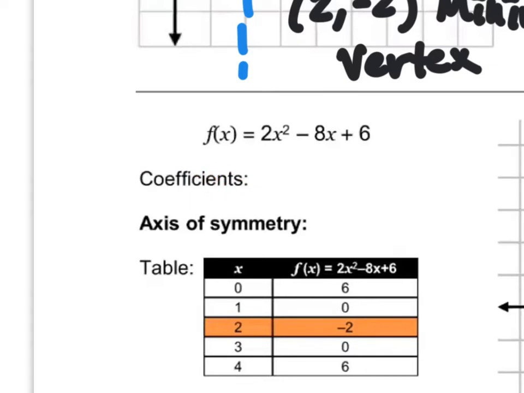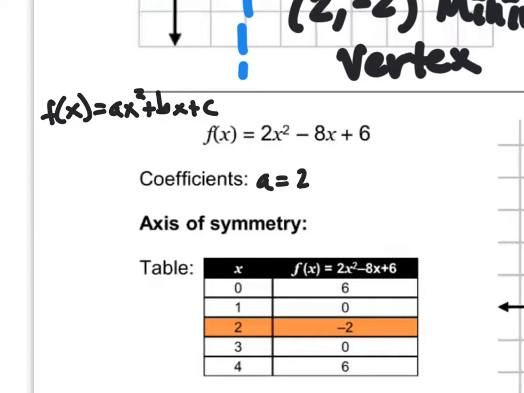Coefficients are the numbers in front of the variable. So we have our generic standard form, which is ax squared plus bx plus c. Our value for a is going to be 2. My value for b is going to be -8. And then our constant c is going to be the value of +6.